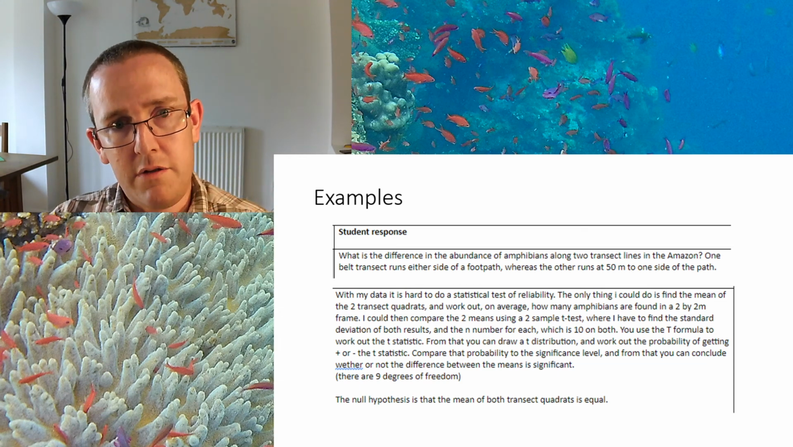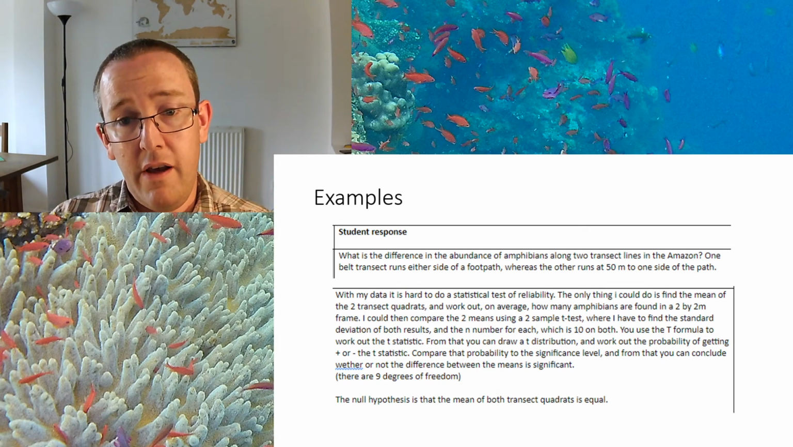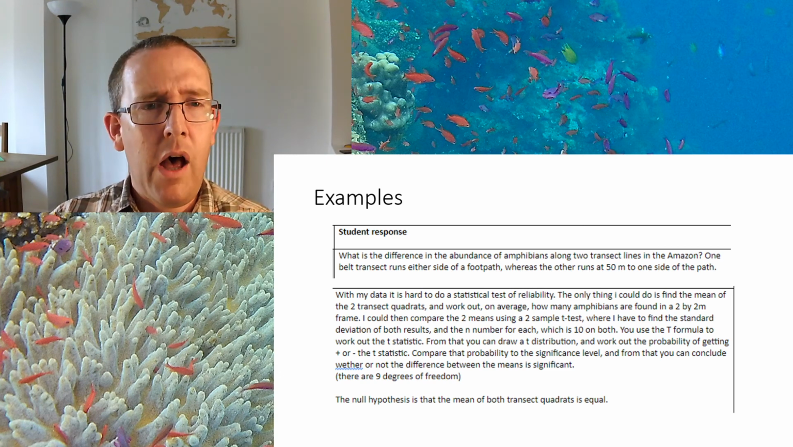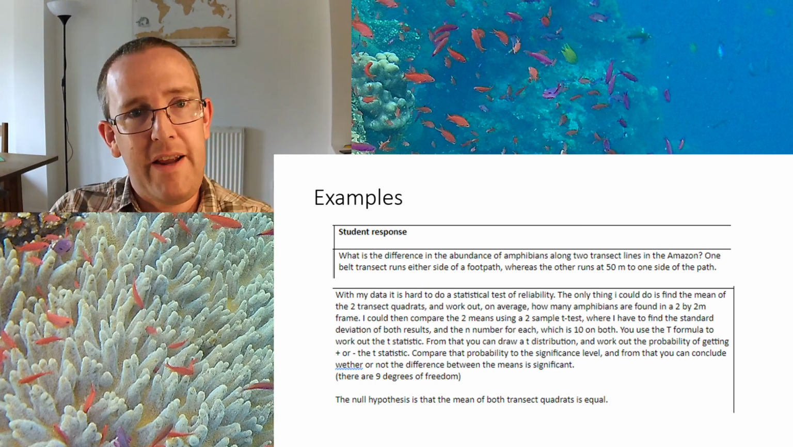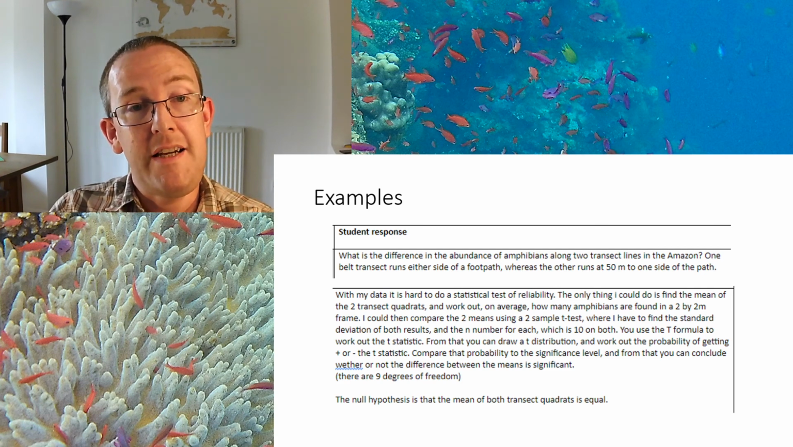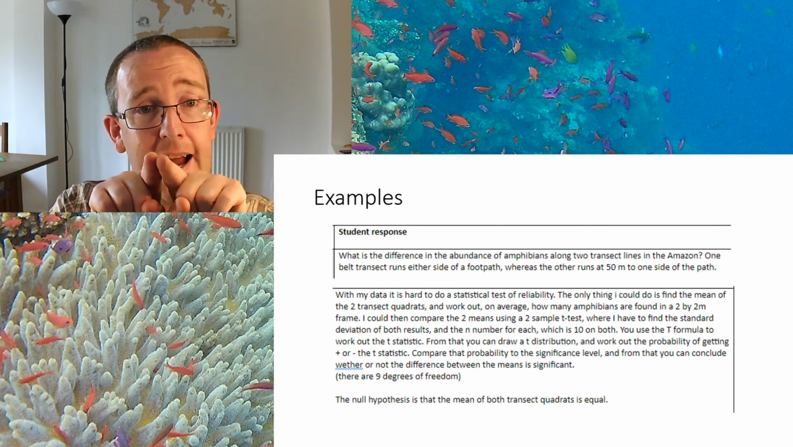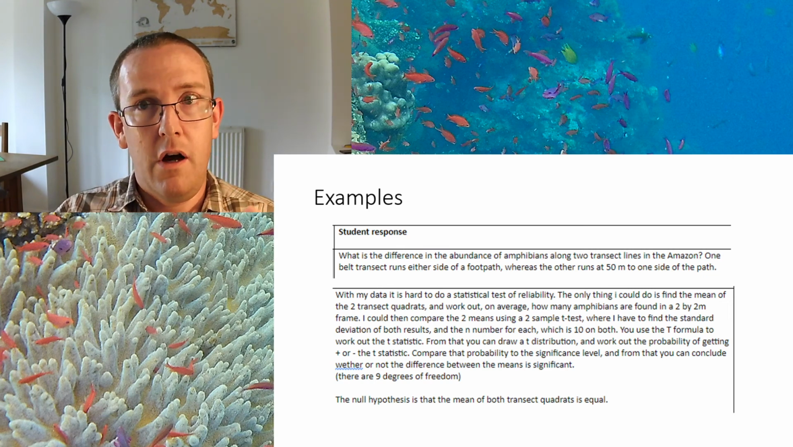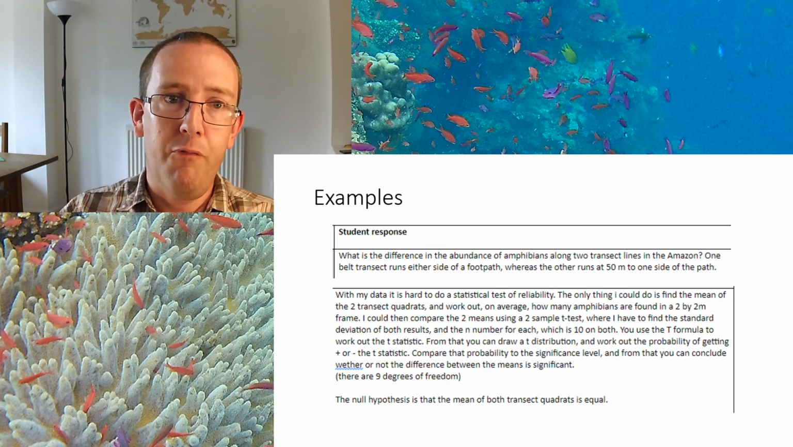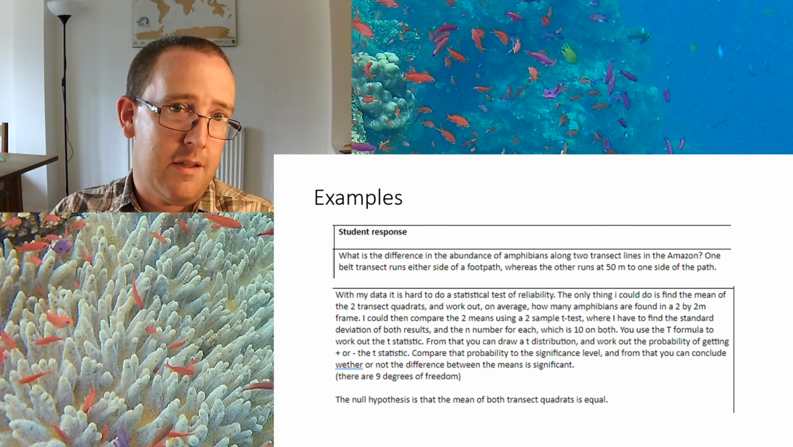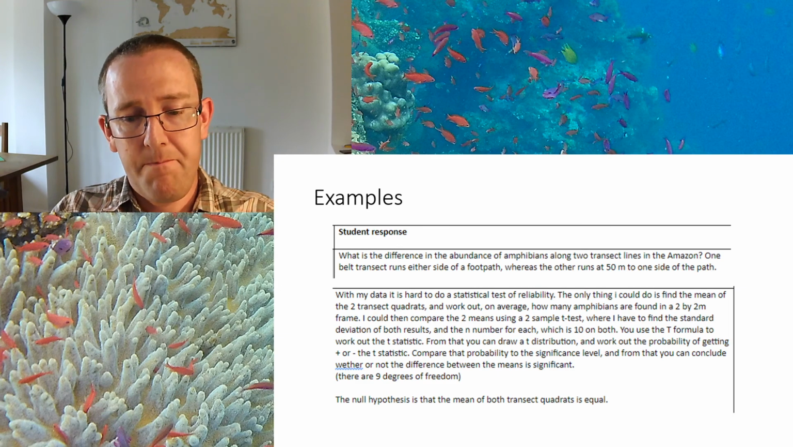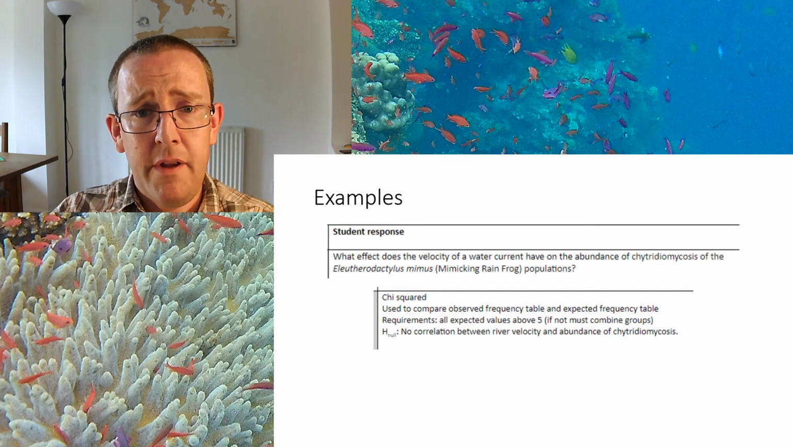However, that last phrase, the null hypothesis, is that the mean of both transect quadrats is equal? No. Right? You let yourself down at the end. There's no statistically significant difference. They're never going to be exactly the same, but is the difference significant? Are we at least 95% confident that the difference is or isn't significant? That's what a null hypothesis looks at. Okay? This person here, bang on.